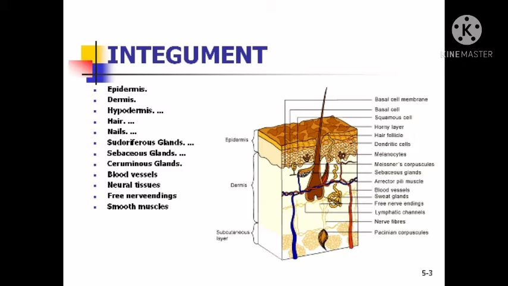Then, in the integumentary system, there are hairs, nails, sudoriferous glands or the sweat glands, the sebaceous glands, the ceruminous glands. Ceruminous glands are modified sweat glands. There are also the blood vessels, the neural tissue, the free nerve endings, and the smooth muscles. All these are the constituents of the integumentary system.